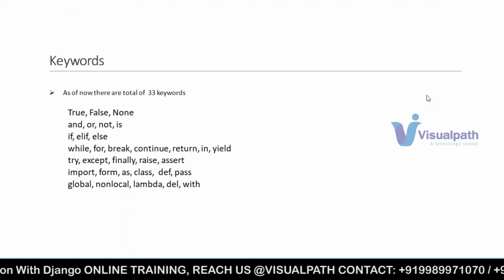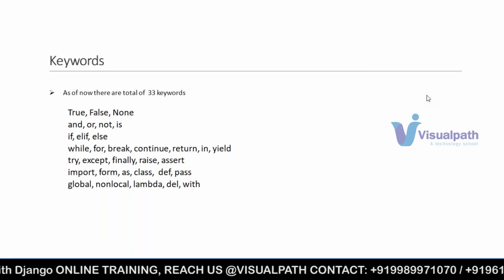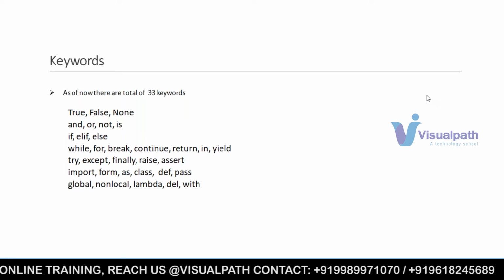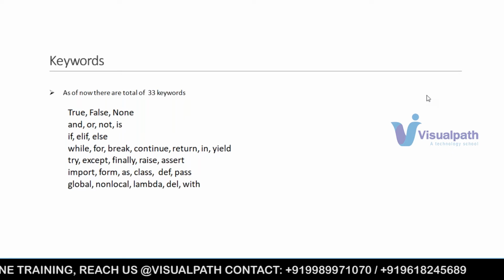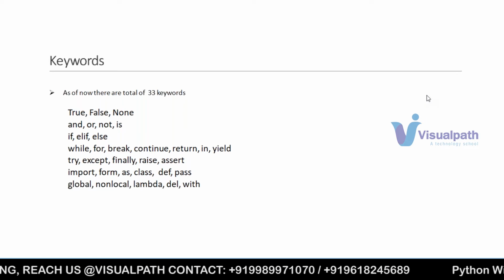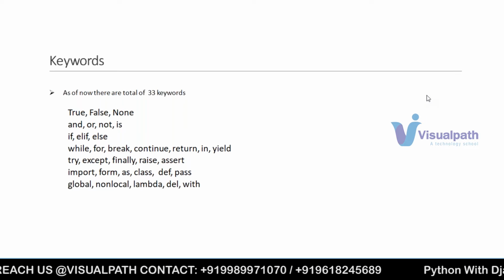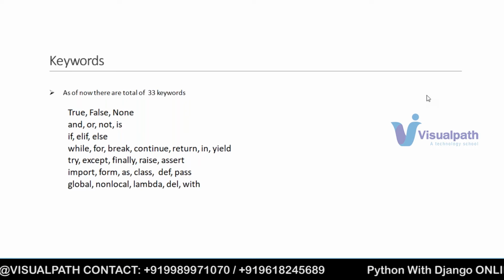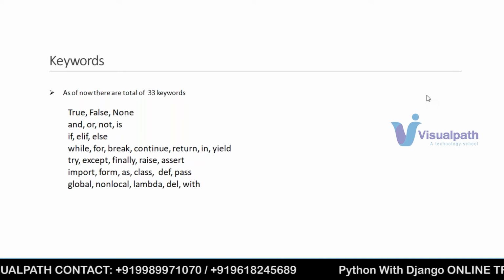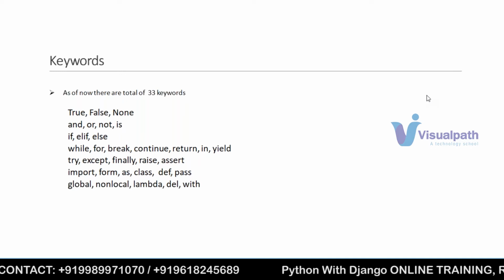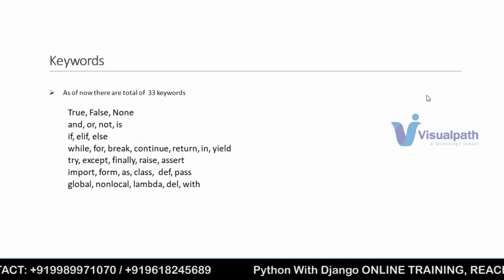Next, these are the list of keywords. We have 33 keywords. Quickly note down these 33 keywords. We will be discussing these keywords every day. We will cover all of them by the time we complete core Python and advanced Python, by the end of the course. So right now we are not going to discuss any of these keywords.